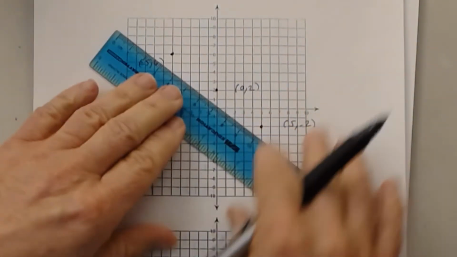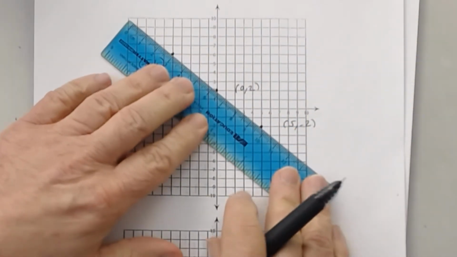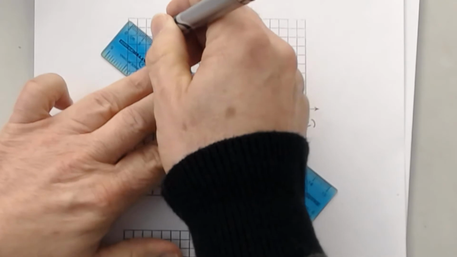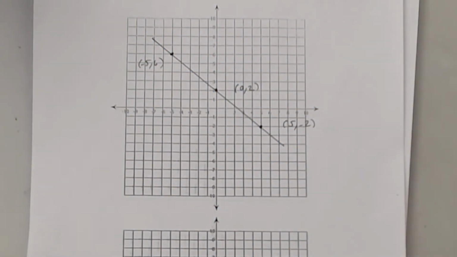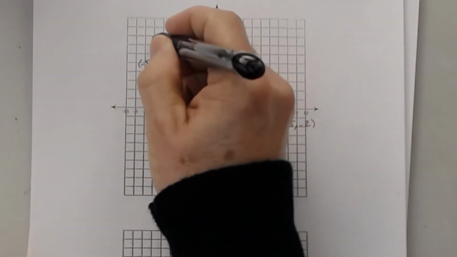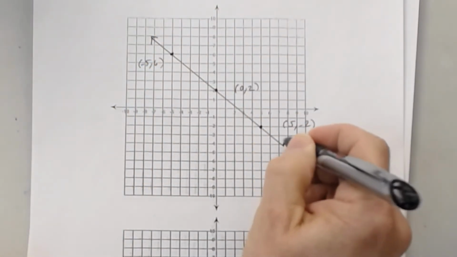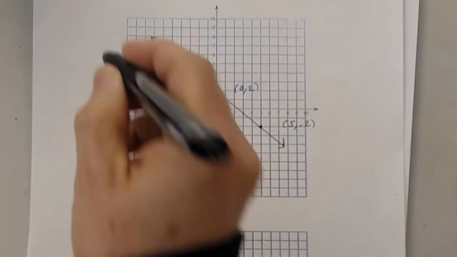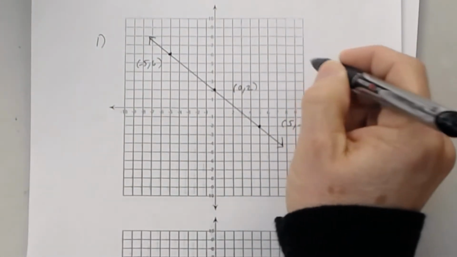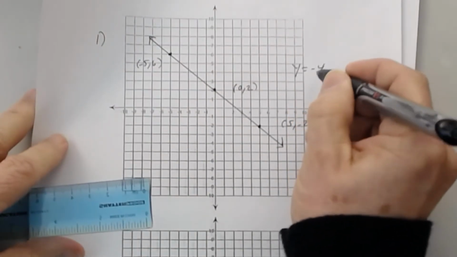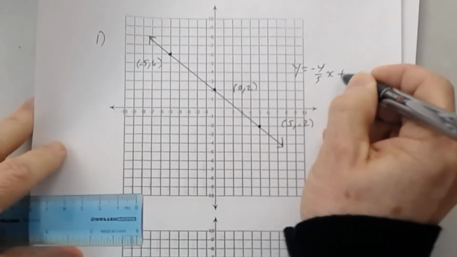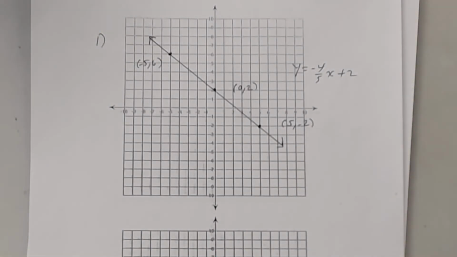Don't forget, though, what some of you forget to do is this. So you do this, and then you get a little upset with me because you're not going to get your full points. So why won't you get your full points if this is what you do? The arrows. Don't forget the arrows. Okay, so that was number 1. So this was y equals negative 4/5 x plus 2.